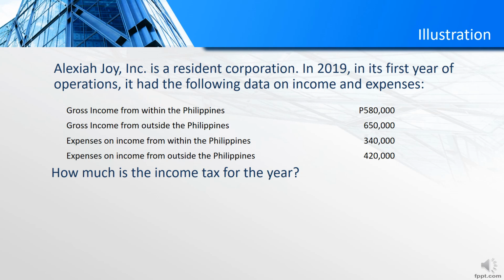Now let's have an illustration. Alexia Joy Incorporated is a resident corporation. In 2019, in its first year of operations, it had the following data on income and expenses. Gross income from within the Philippines of 580,000, gross income from outside the Philippines of 650,000, expenses on income from within the Philippines 340,000, expenses on income from outside the Philippines of 420,000. How much is the income tax for the year?